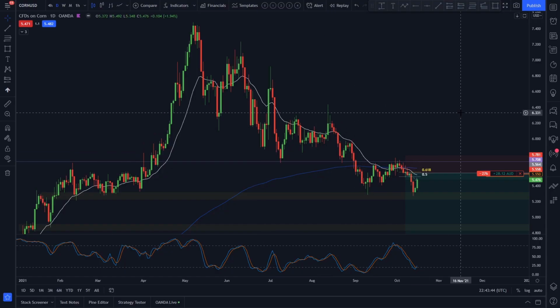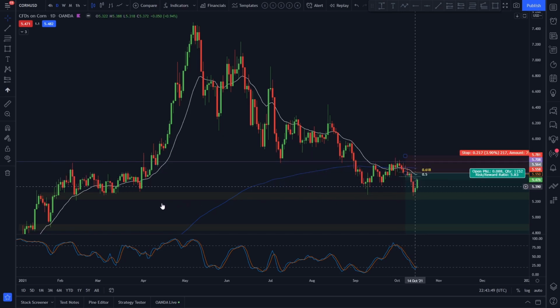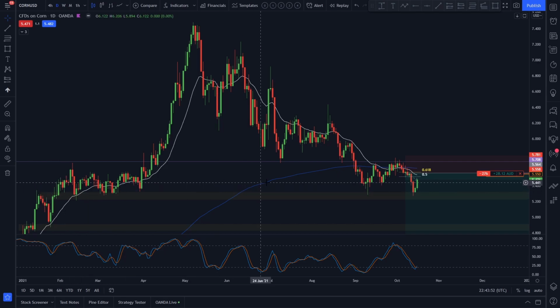Okay guys, and we're back with corn. So we can see that price did do what we expected it to do. We expected it to come down to these lows here before rejecting off these lows here. So what we did then is we followed our plan and moved our stop losses down to break even.